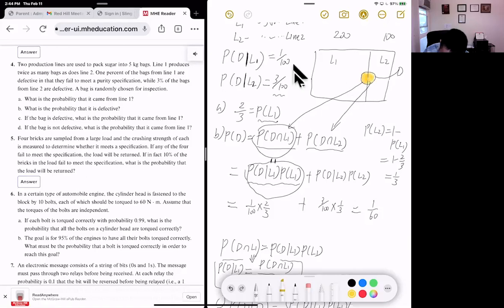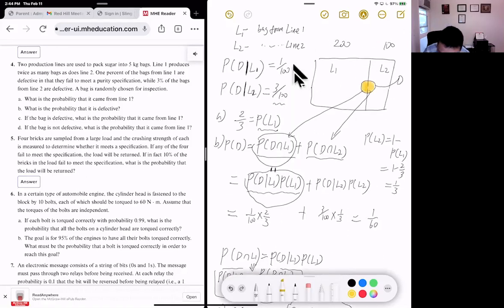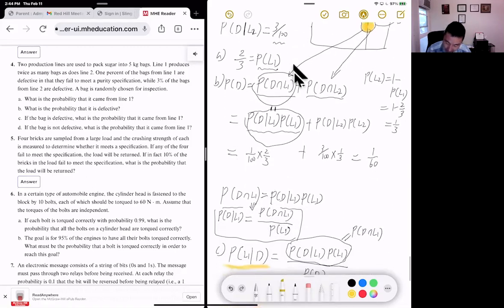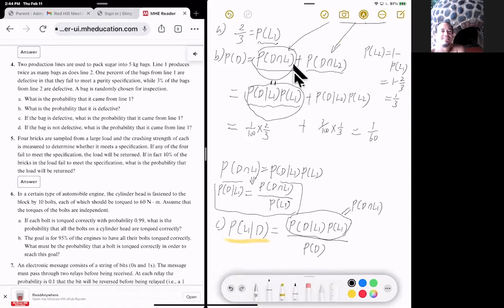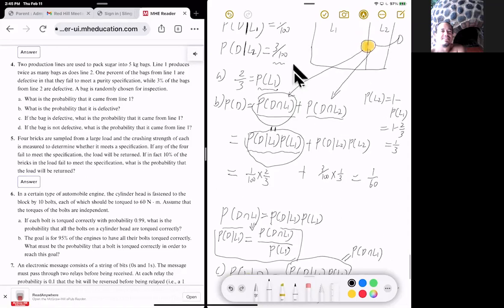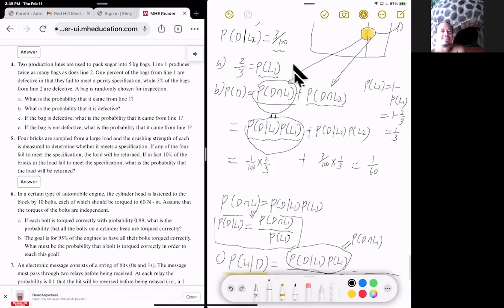So that is conditional probability. P(L1 given D) means under the condition of D, within the circle of D, what is the probability coming from line 1? Okay. And all the three. Wait a second. Questions?